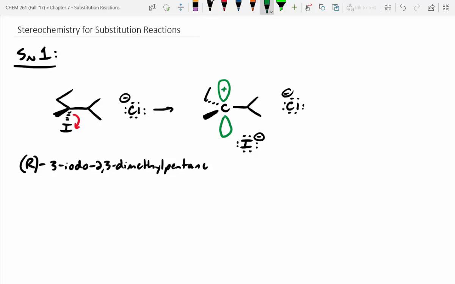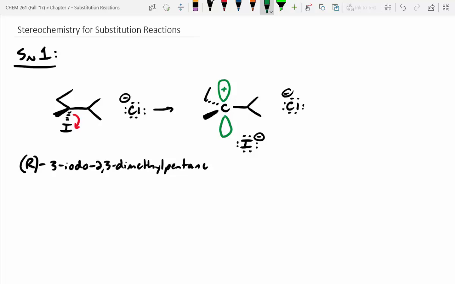All right, so this would be our intermediate. The iodine fell off that bottom half side. The chlorine's just floating around in space trying to find a position to attack. Which side do you think the chlorine will attack? Do you think it'll attack the top side or bottom side or both? Either, right? It's equal probability.